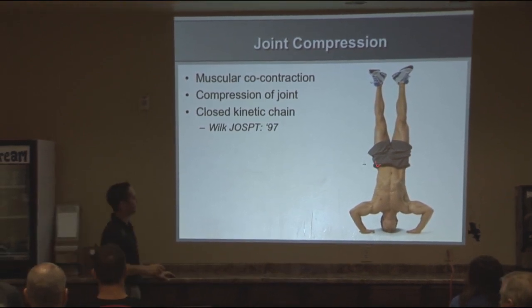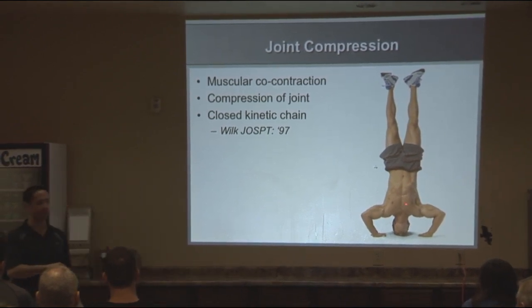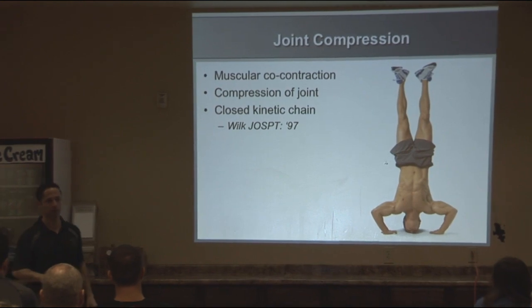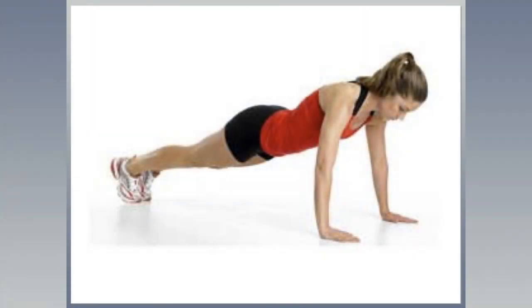That's more important for us. Closed kinetic chain is not what we're looking for. That's static stability, not dynamic stability. That's you being in a weight-bearing position and then you being more stable. But that's not dynamic. Dynamic is when your muscles co-contract and then it compresses your joint and stays together. Okay, so that's joint compression. That's one thing we're going to work on.